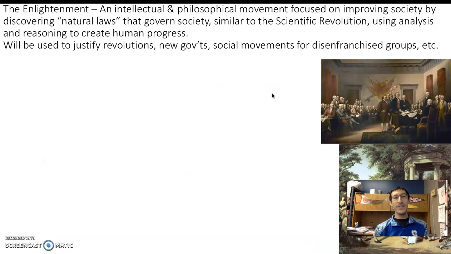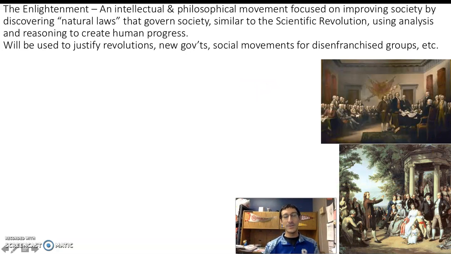So the era of the Enlightenment is coming off the heels of the end of the Renaissance and the beginning of the scientific revolution. And the whole point of the Enlightenment is to take the ideals of the scientific revolution, where they were studying and getting a better understanding of the world through progress, through critical thinking, and challenging the status quo with natural laws, but now using that to essentially improve society.